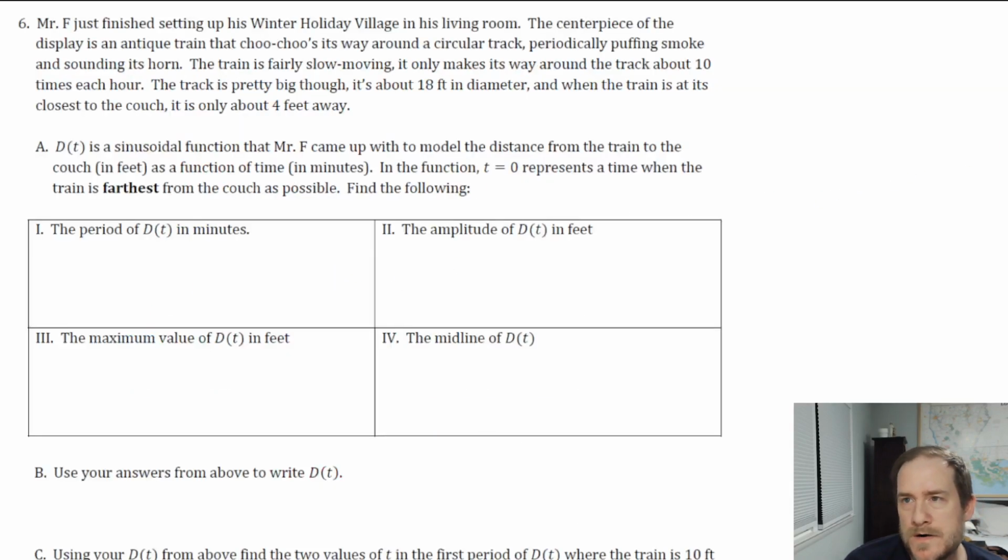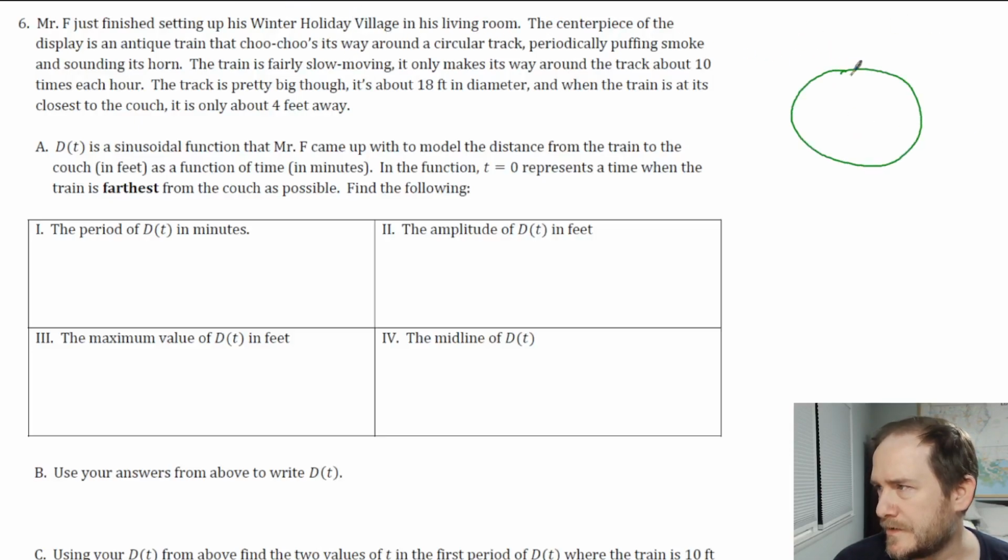All right, next. There's definitely a sinusoid question, so let's read through it. I kind of mentioned this in class, but it says Mr. F just finished setting up his winter holiday village in his living room, and the centerpiece of the display is an antique train that choo-choos its way around a circular track. All right, circular track. Beep. There you go. Periodically puffing smoke and sounding its horn. Woo woo. The train is fairly slow moving. It only makes its way around the track about 10 times per hour.